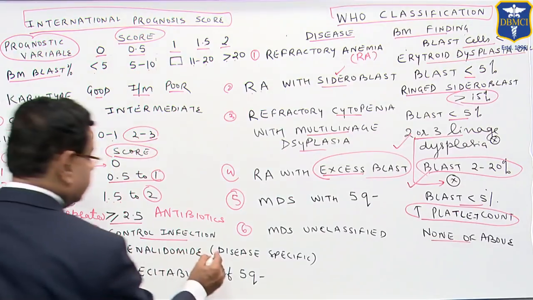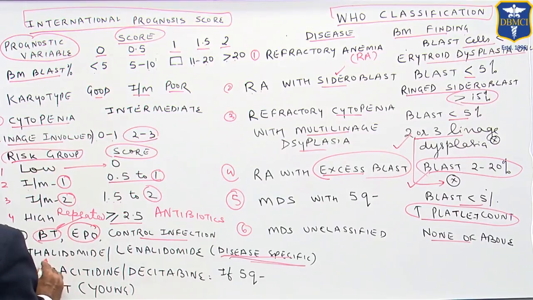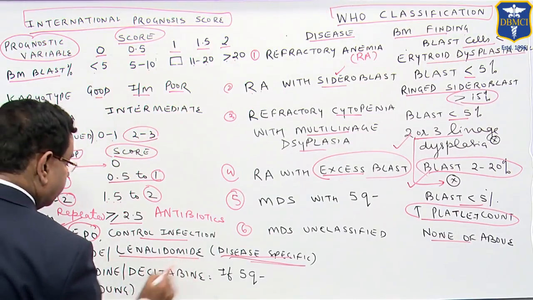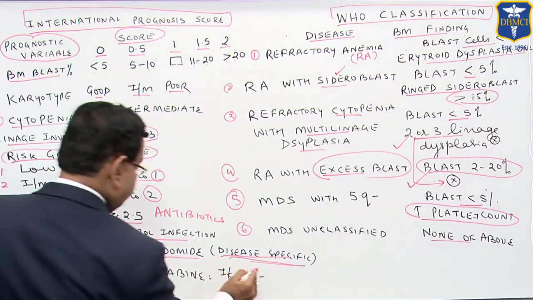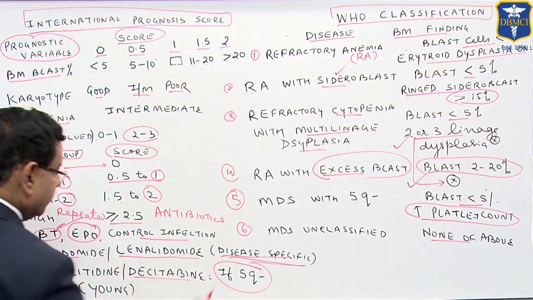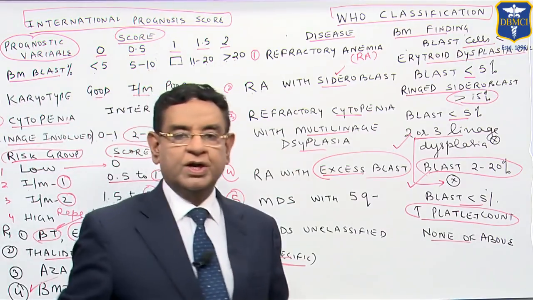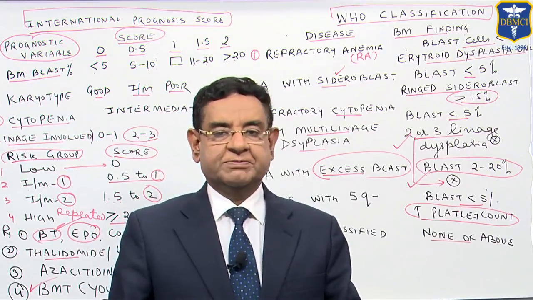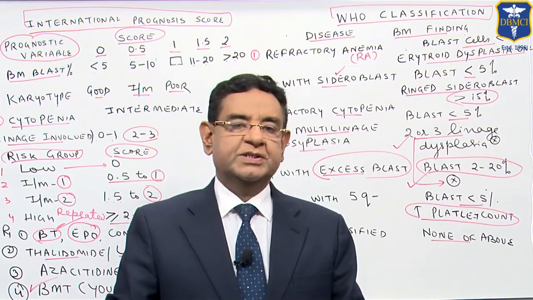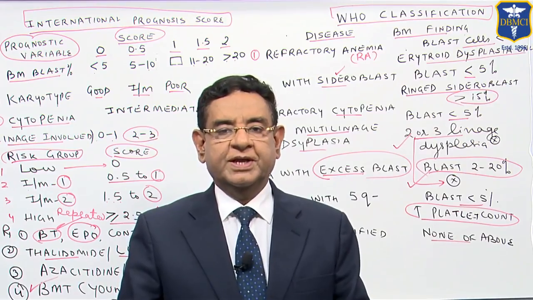Then we can use certain disease specific drugs. The disease specific drugs are thalidomide or lenalidomide. But if deletion of 5q is there, then we can use azacitidine or decitabine. And of course, in the younger patient, we can go for bone marrow transplantation. This is all about myelodysplastic syndrome. Thank you very much.